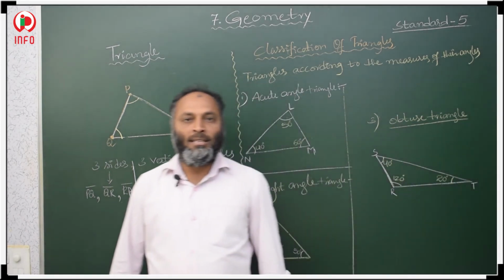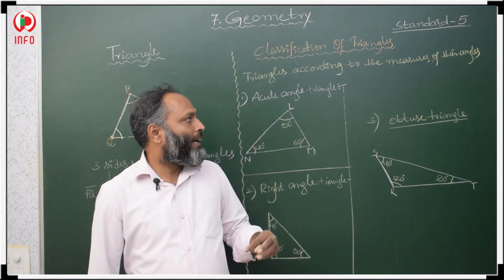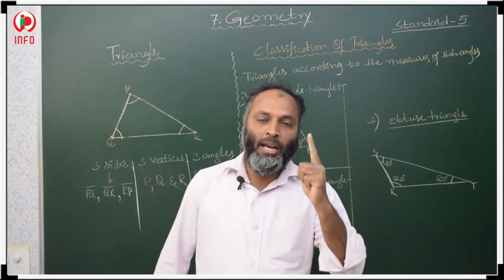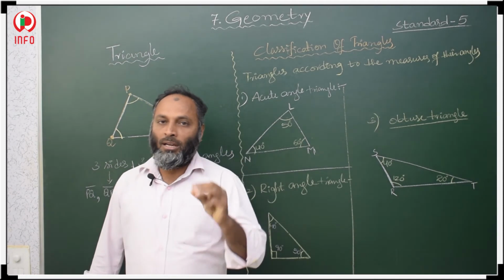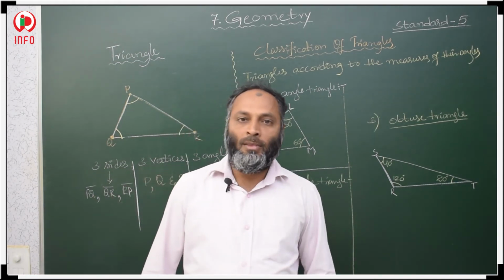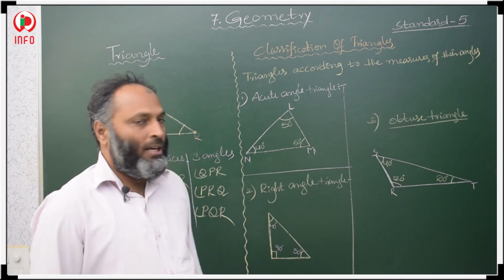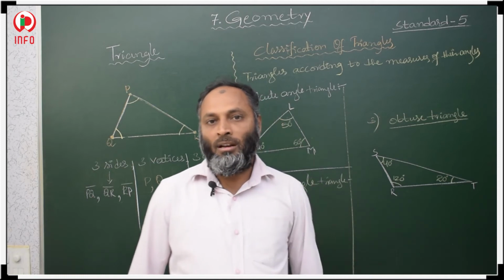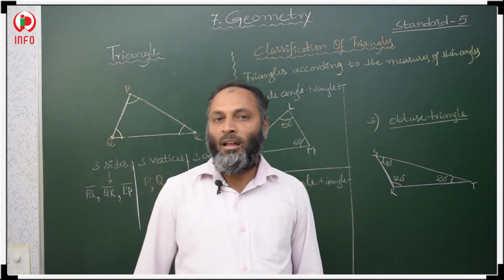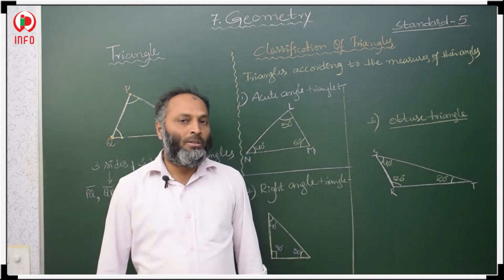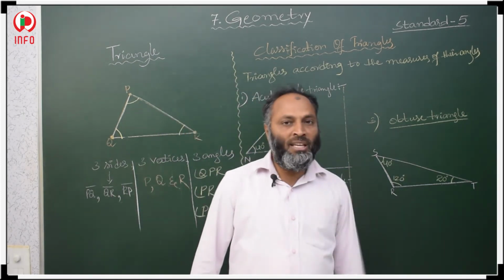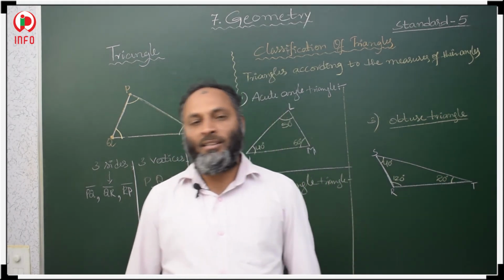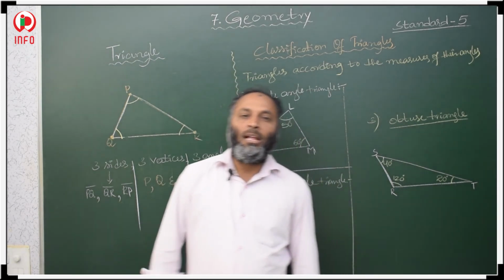Here, based on the angles, how many types of triangles did we classify? We classified into 3. One is the acute angle triangle, where all the 3 angles in the triangle are less than 90. Then the right angle triangle, where one of the 3 angles should be 90 degrees. Then the obtuse triangle, where one of the 3 angles should be greater than 90 degrees.